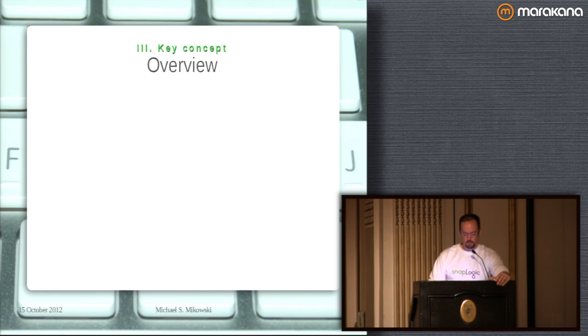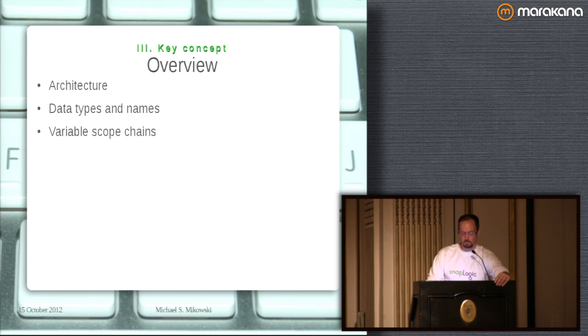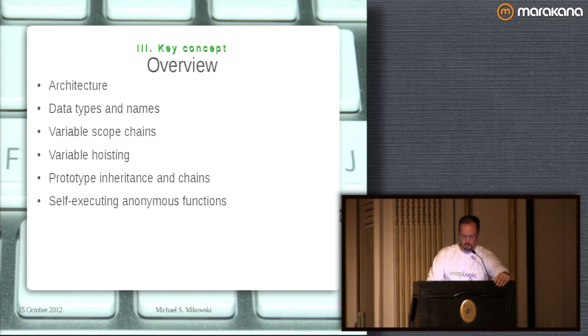So, first of all, we're going to talk about architecture. Then we're going to talk about data types and names, scope chains, hoisting, prototype-based objects as opposed to class-based, some forms of closures, and execution context.